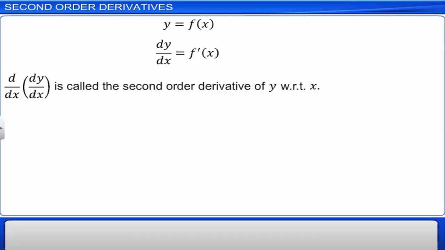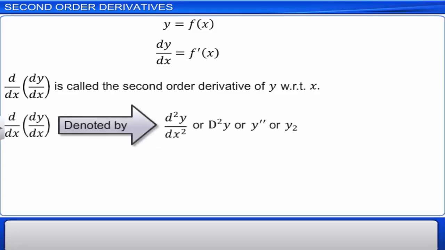However, the second derivative exists only if f dash of x is differentiable. The second derivative of y with respect to x is denoted as shown here and read as d squared y by dx squared, or d squared y, or y double dash, or y2.